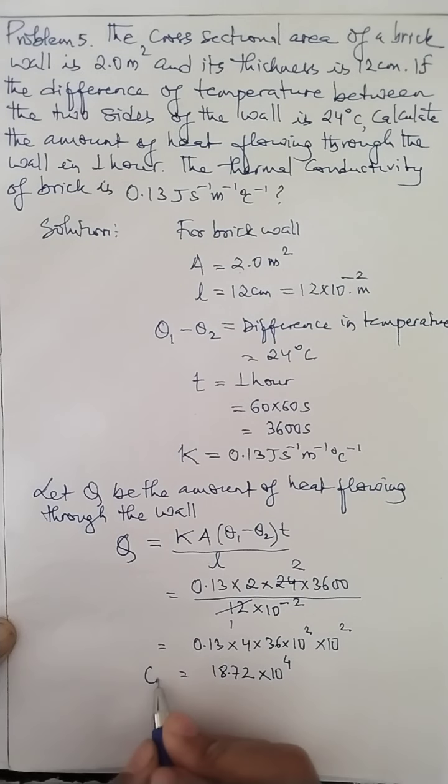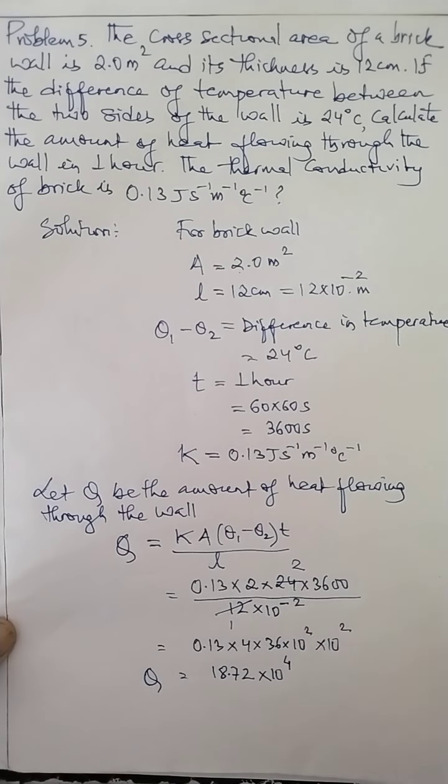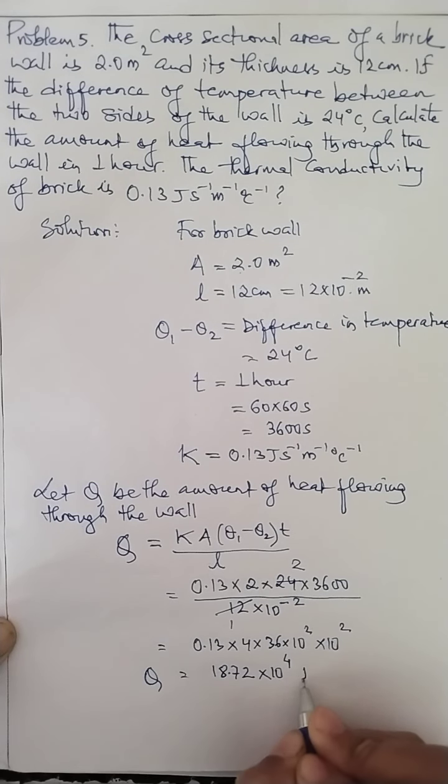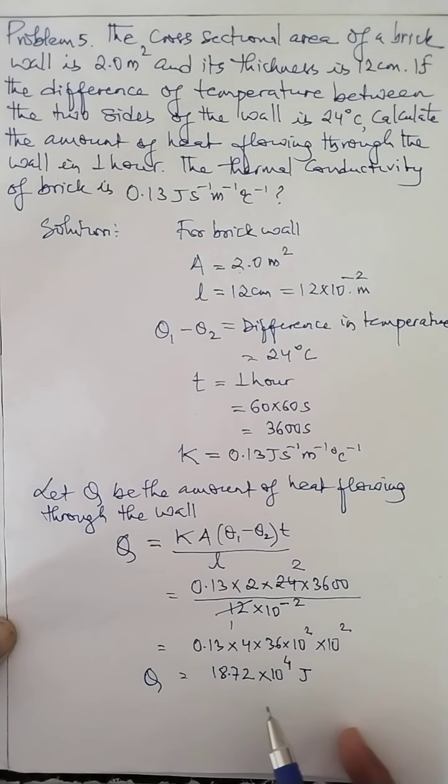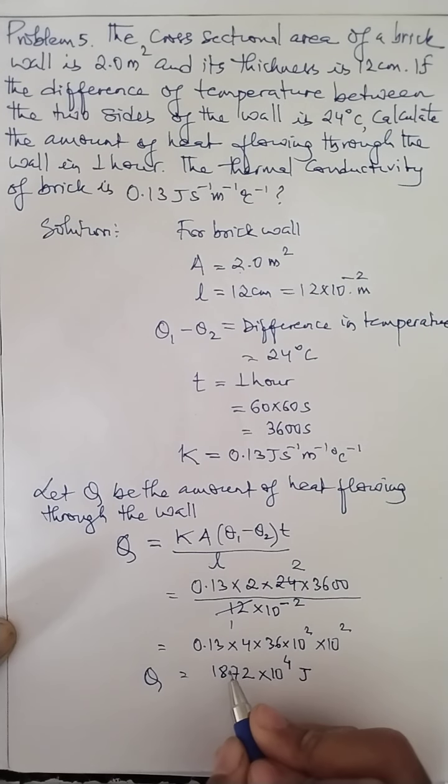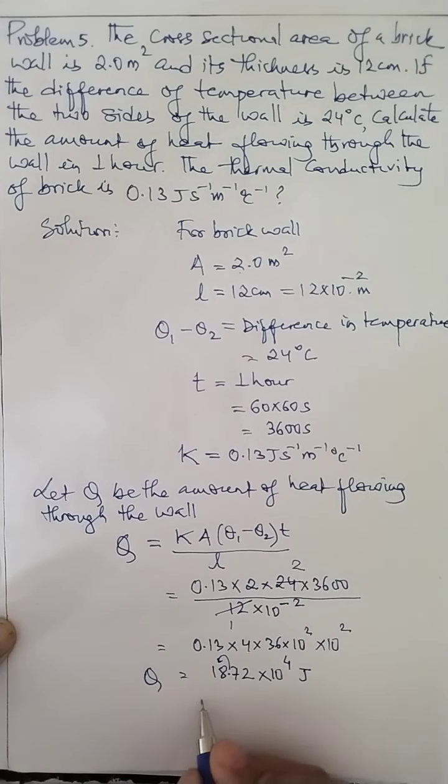So the amount of heat that is flowing through the brick wall in 1 hour is 18.72 into 10 to the 4. The unit is joule. But children, this answer I write in single digit, because this is in decimal form, so I write in single digit. There is a positive power, and this decimal I shift one place to the left.